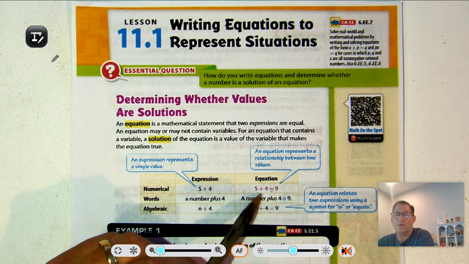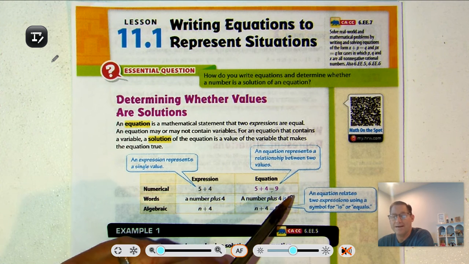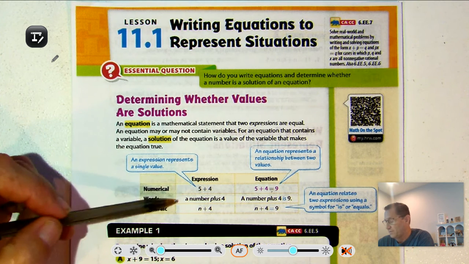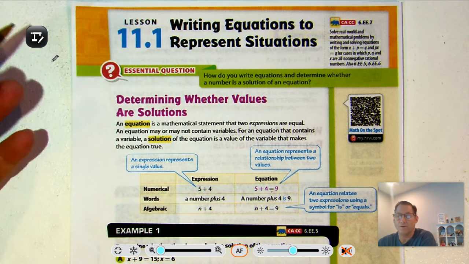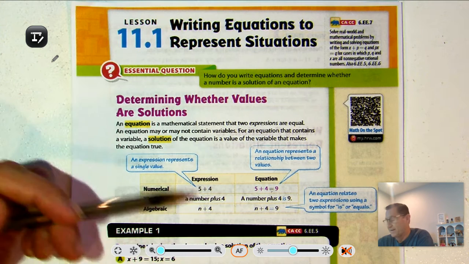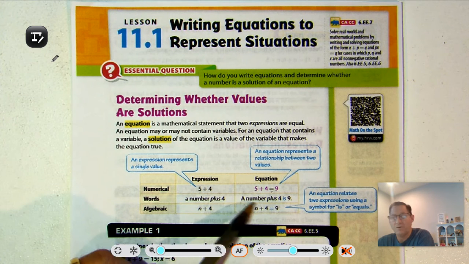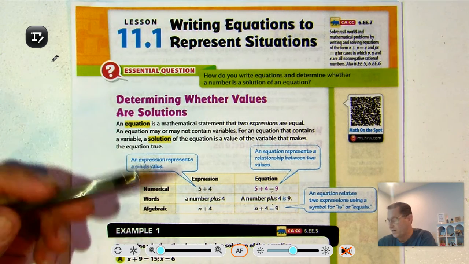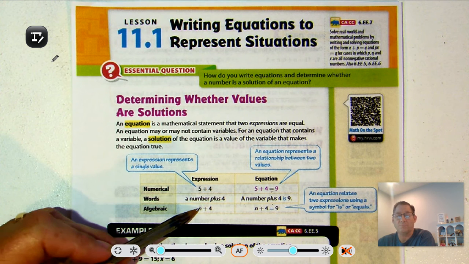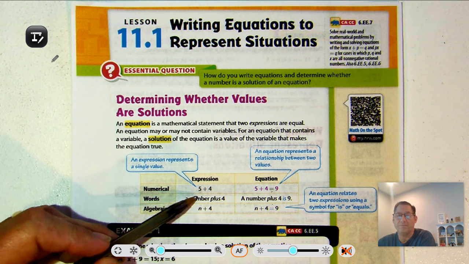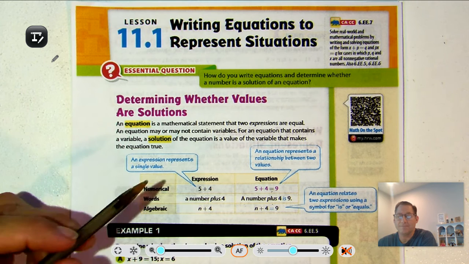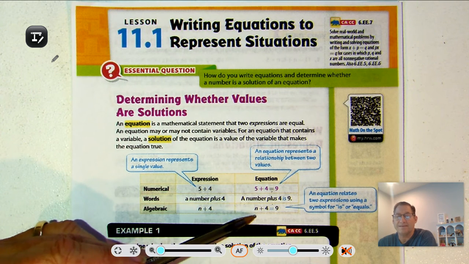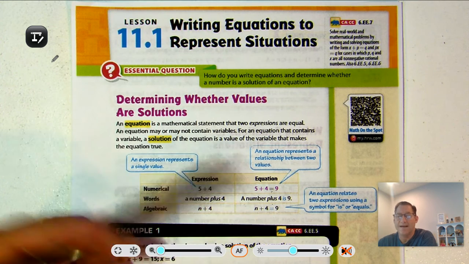So 5 plus 4, the relationship between 5 plus 4 and 9. In words, this expression here, 5 plus 4, is basically a number plus 4. In the equation, we could say a number plus 4 is 9. So what does that look like algebraically? If you say a number plus 4, we would put in the variable n for a number. And it can be any letter, right? Any letter stands for an unknown number. And the equation would be the same thing, but set equal to 9.